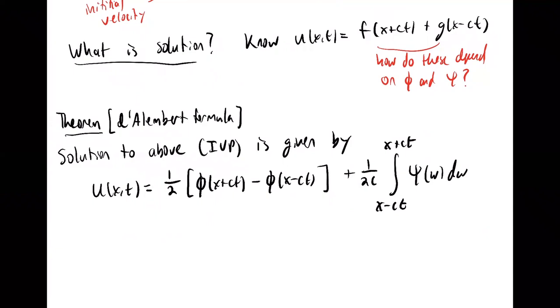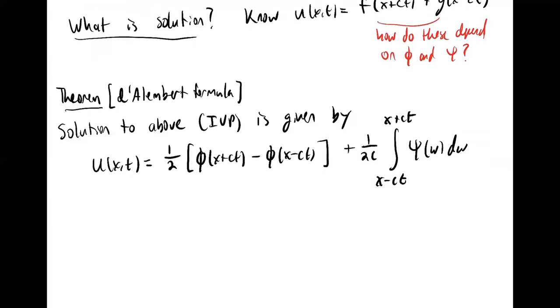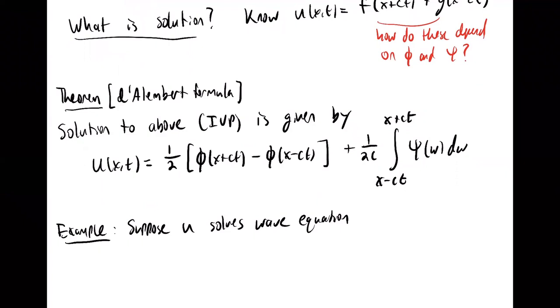So it's kind of a complicated looking formula, but at least it answers the question, meaning if I know what the initial position is and I know what the initial velocity is, I can just plug those into this formula and presumably calculate my full solution. Right. So for example, let's suppose u solves the wave equation with the following initial conditions.